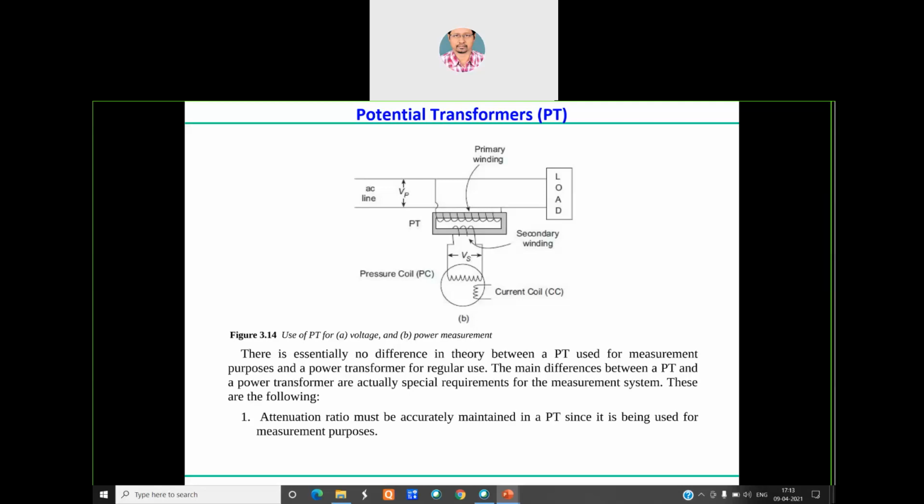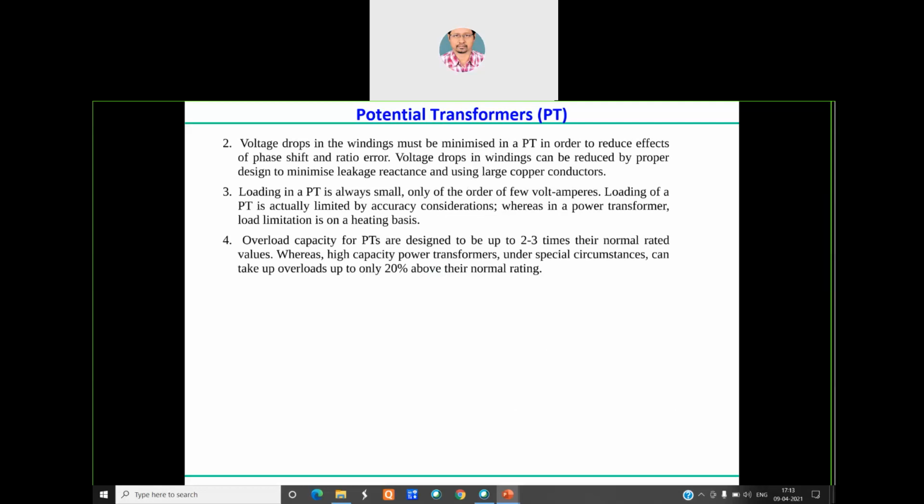Clear? So, the following things you have to take care of. Number one, the attenuation ratio must be accurately maintained, because it will affect the accuracy of the measurement. Then the voltage drop in the winding must be minimized. What is the reason behind it? So that you can reduce the effect of the phase shift error and the ratio errors, like we discussed in the current measurement as well. So the voltage drop in the winding can be reduced. How can you reduce it?